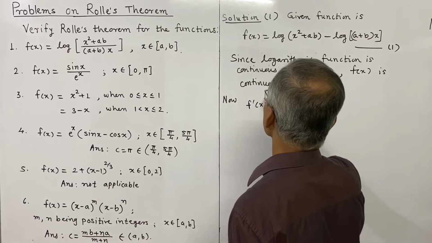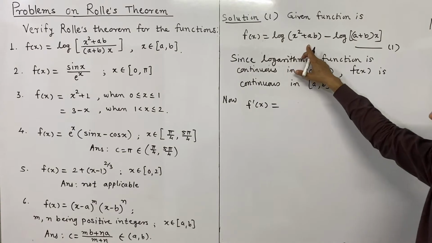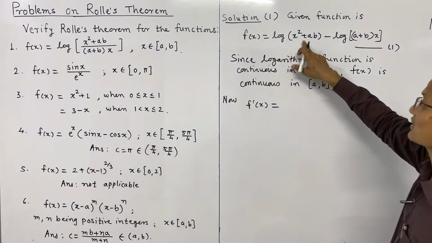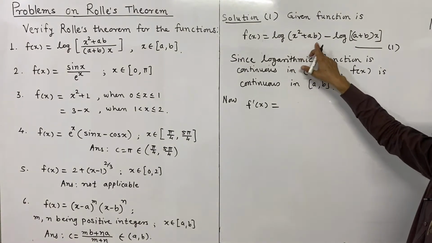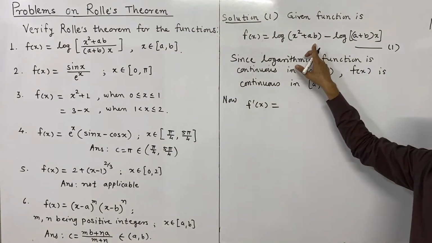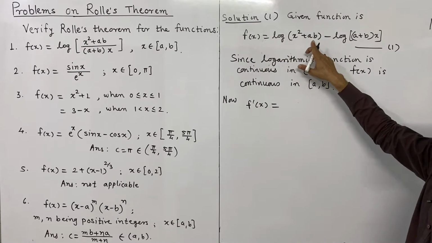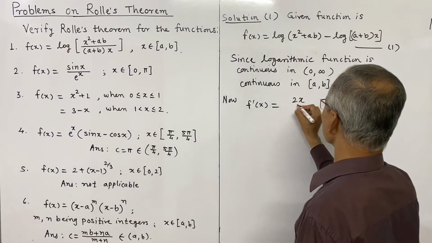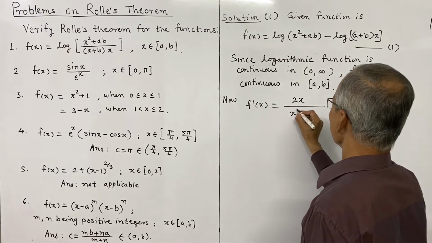derivative of f of x, derivative of log of this. We know derivative of log x is 1 over x. So therefore this will be 1 over x square plus ab into the derivative of x square plus ab by chain rule, which is 2x plus 0, or that is 2x. So that derivative we shall write directly, that is 2x divided by x square plus ab.